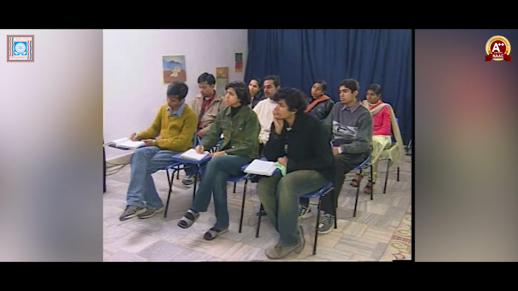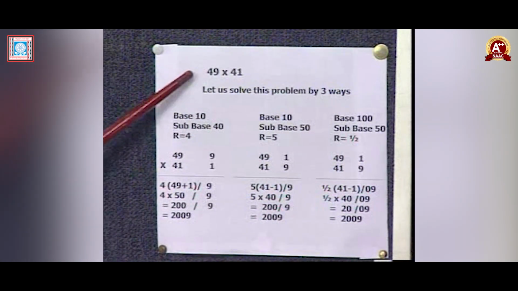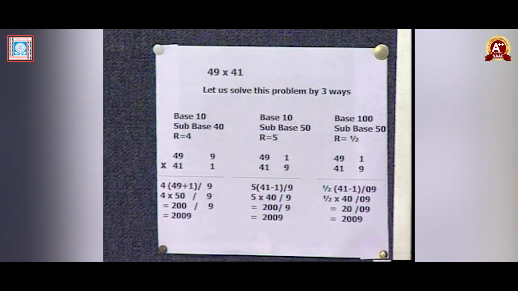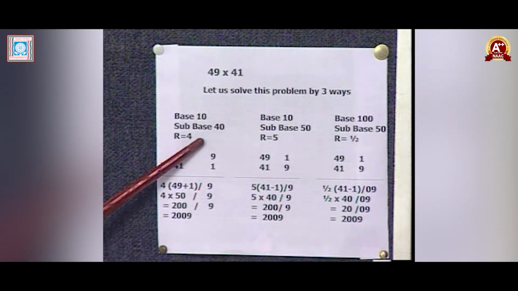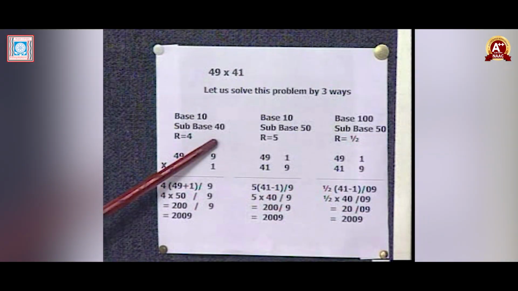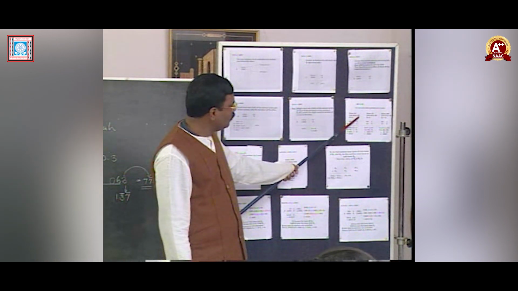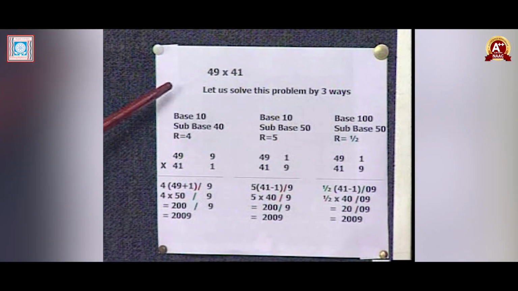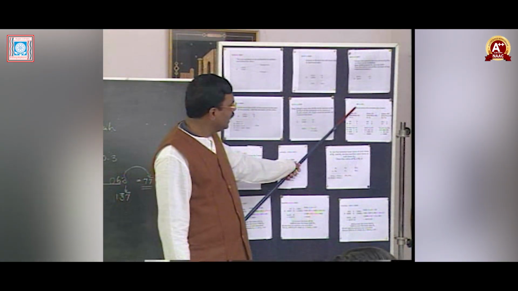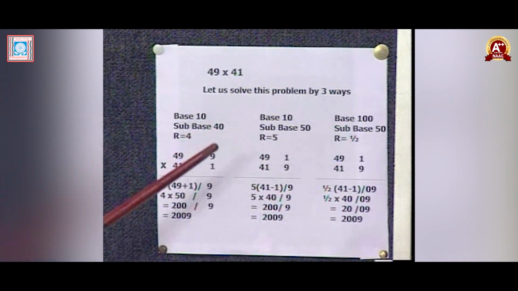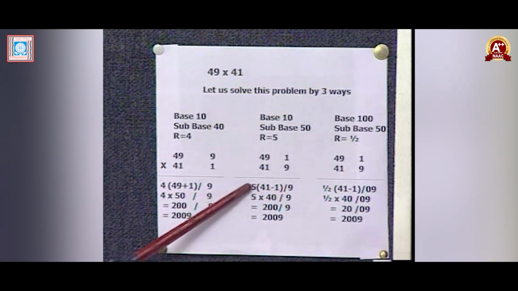Now let us see the example of 49 multiplied by 41. These two numbers are away from the base. If you took 10 as a base, it is 4 times base. 10 as a base, sub base is how much? 40. That becomes the ratio of 1:4. You may do the same problem with the base of 50 also, because 49 is near to 50 and 41 is also near to 50. At that time the base is 10, sub base is 50, ratio becomes 5.